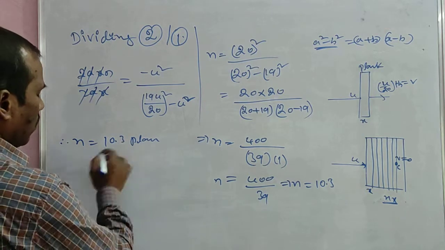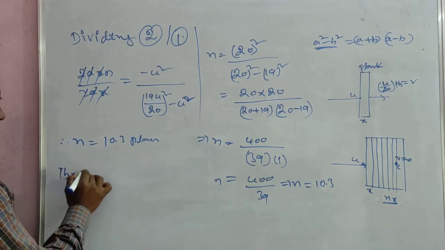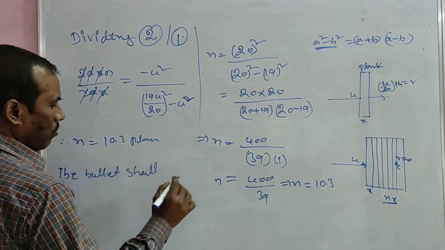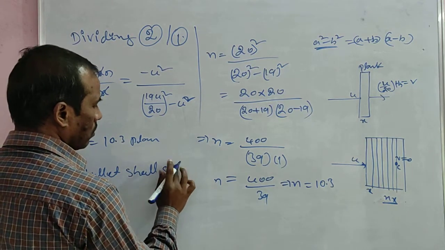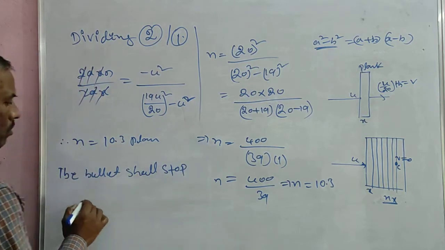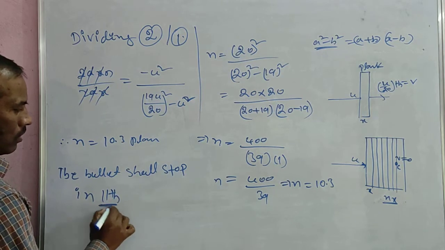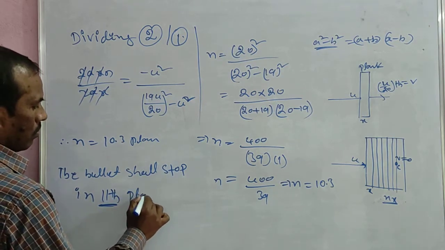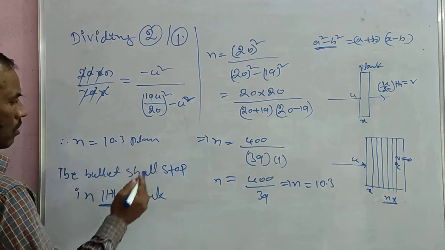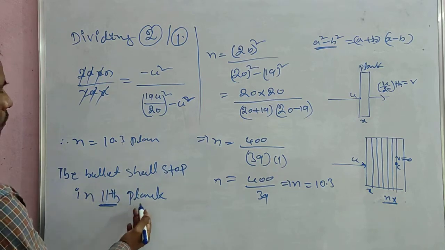Now, finally, the bullet shall stop in the 11th plank. This is the answer. Here n is equal to 10.3, that is the bullet, so the bullet shall stop in the 11th plank.